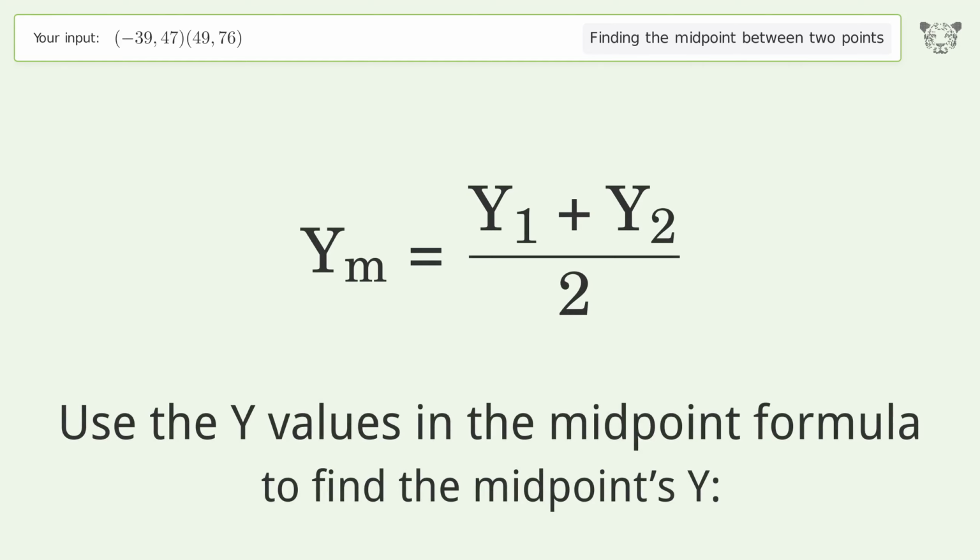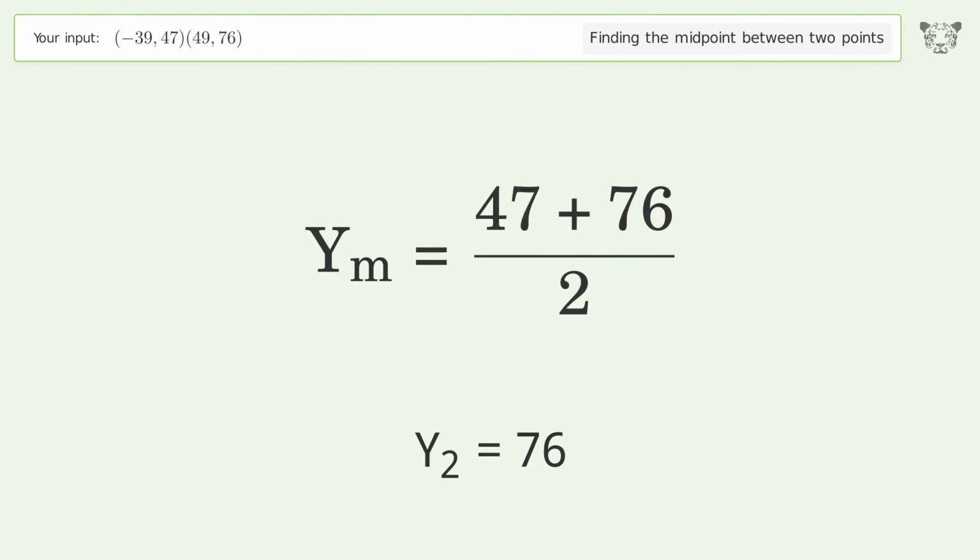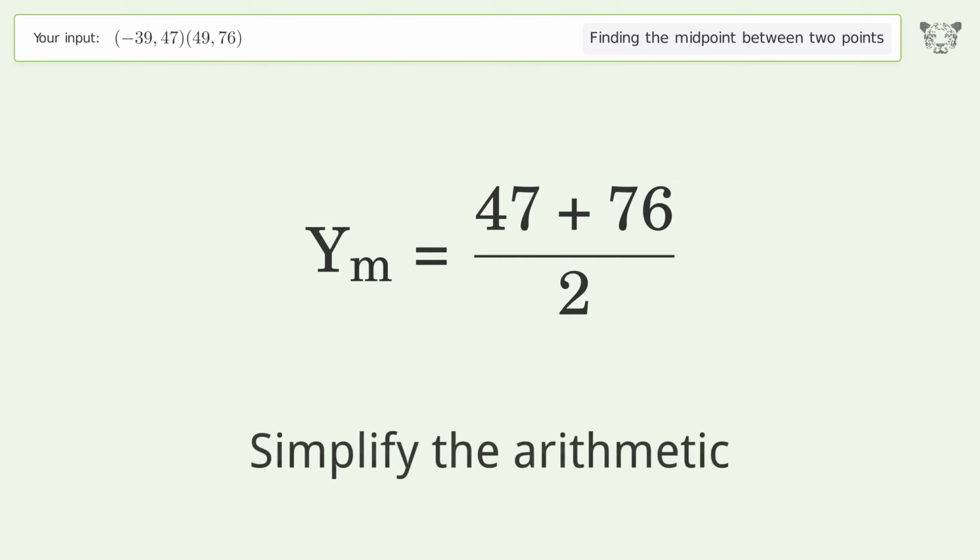Use the y values in the midpoint formula to find the midpoint's y. y1 equals 47. y2 equals 76. Simplify the arithmetic.